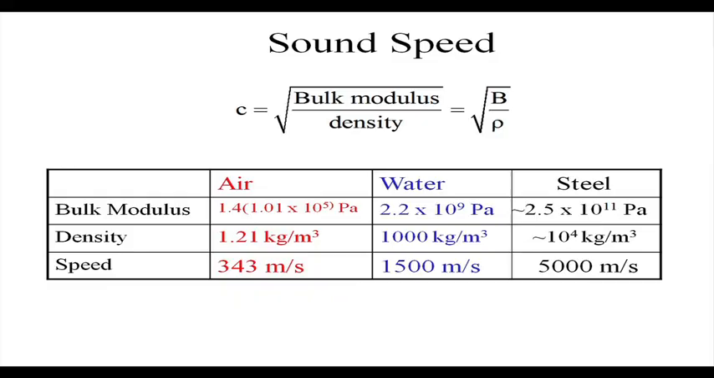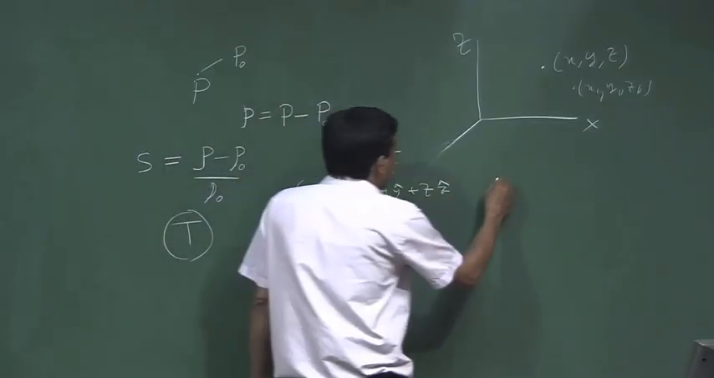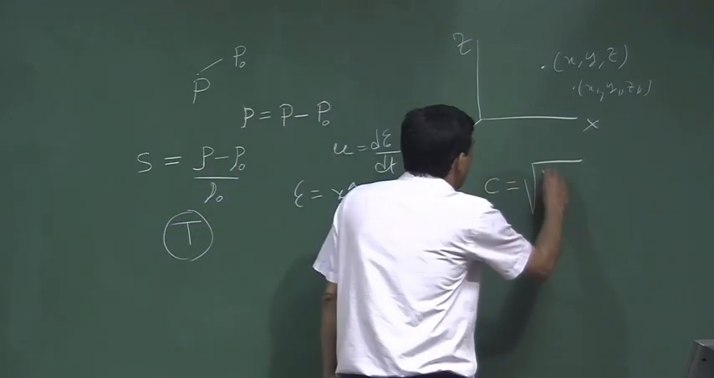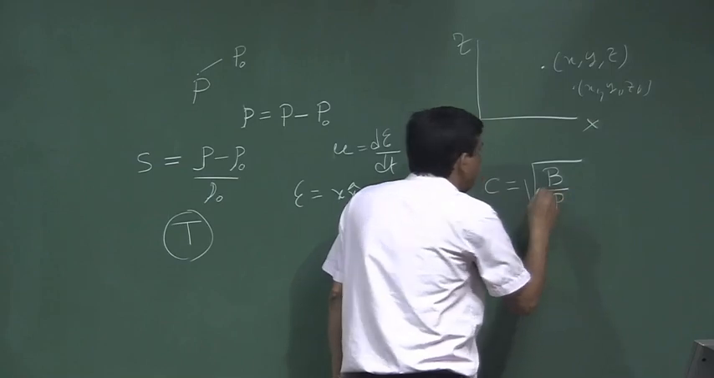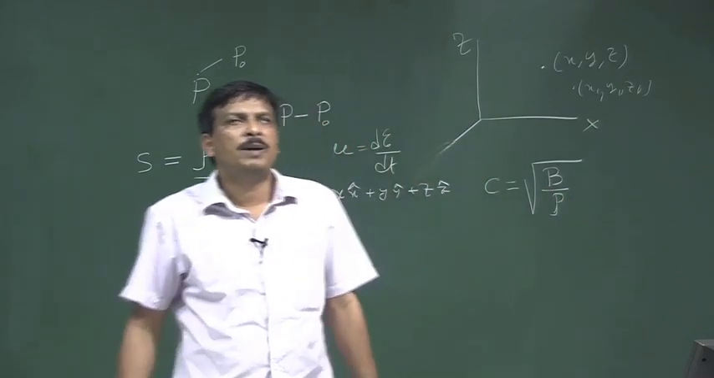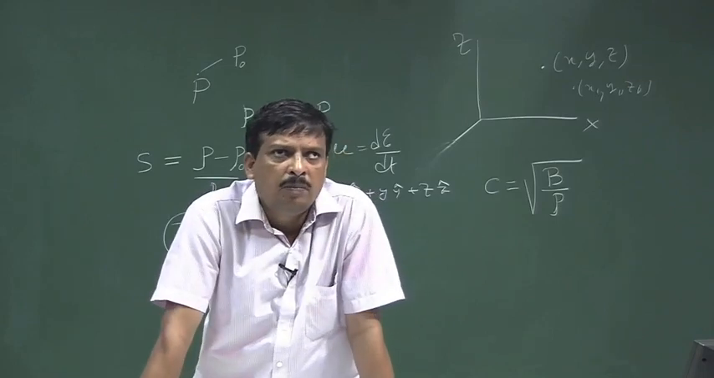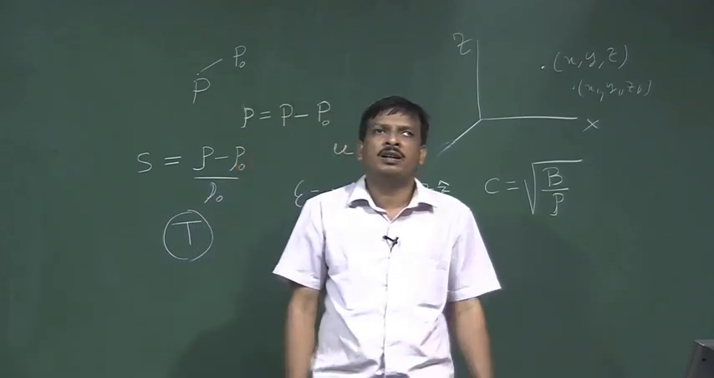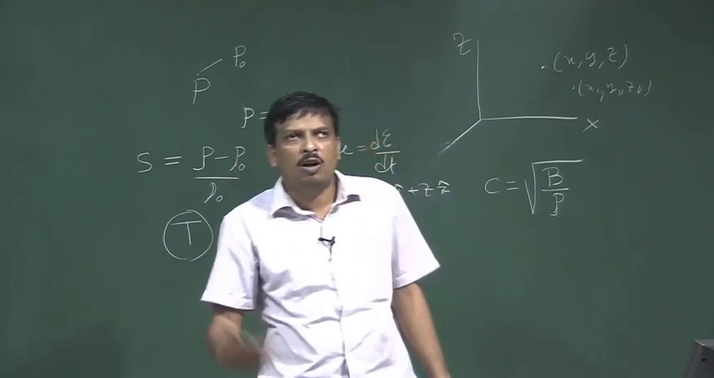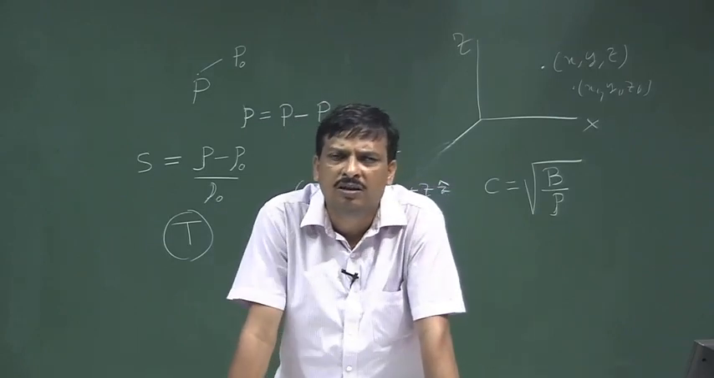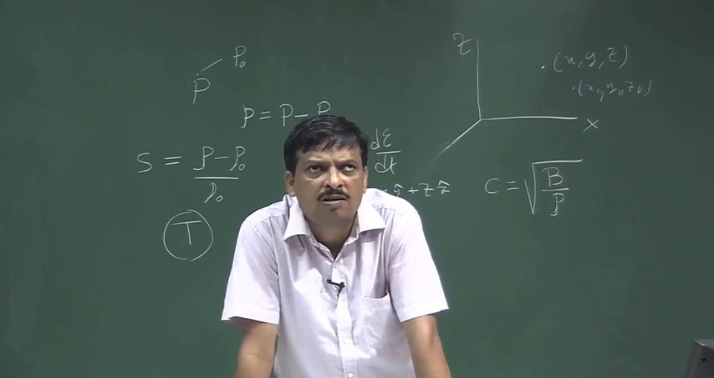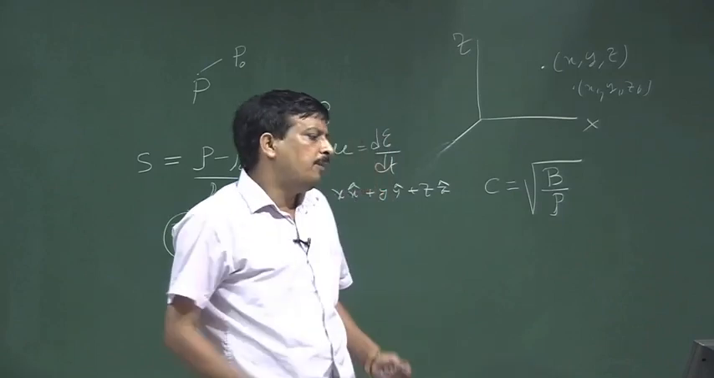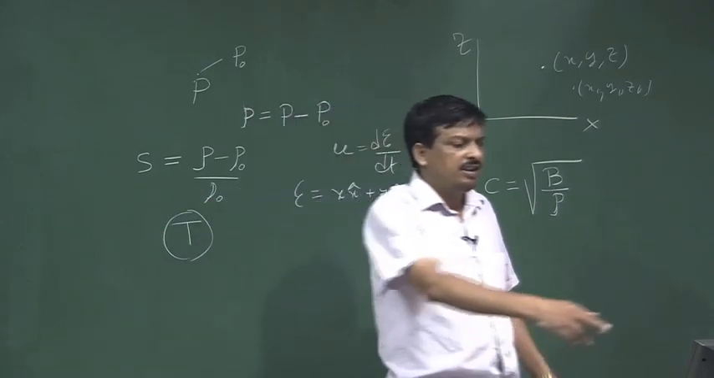Now, what is the velocity of the sound? The velocity of the sound is nothing but the root of the bulk modulus divided by the density of that medium. So, the velocity of sound in air, in solids, and in water or liquids will be different, because the bulk modulus and density of the medium will be different. Okay.